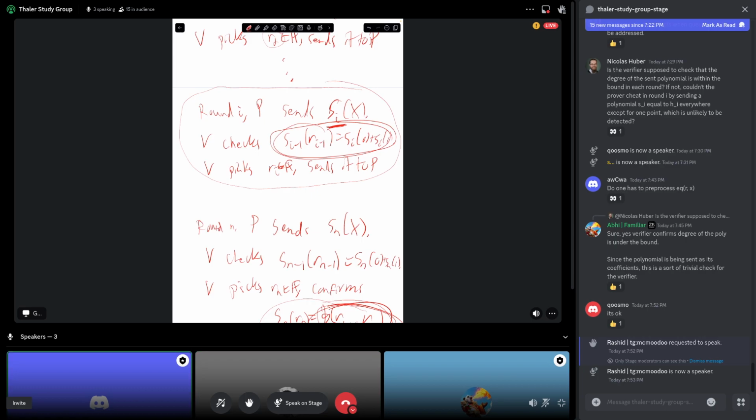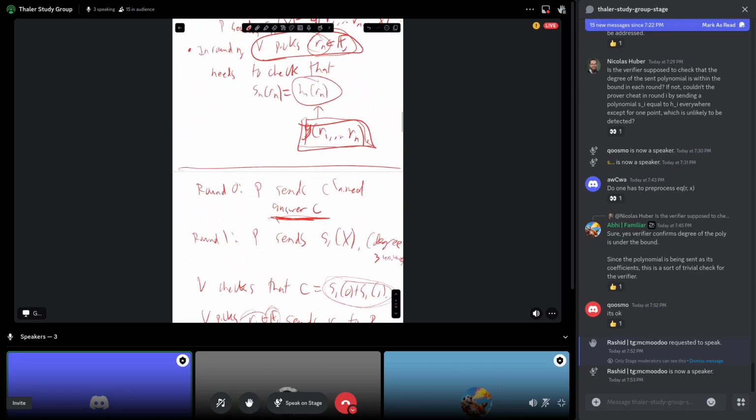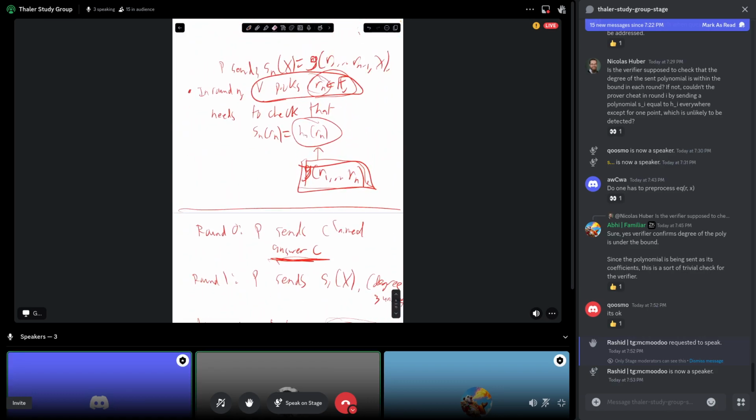Yeah, so there's one round per variable of the polynomial being summed. And the point of each round is to cut one variable out of the sum that the prover is making a claim about, right? So at the very start of the protocol, the prover is making a claim. Let me just remind you what the original claim was. Right, the goal was to compute the sum over x in {0,1}^n of g of x.